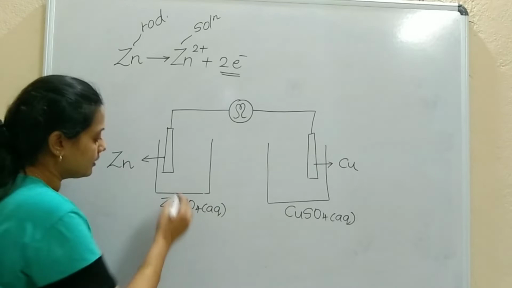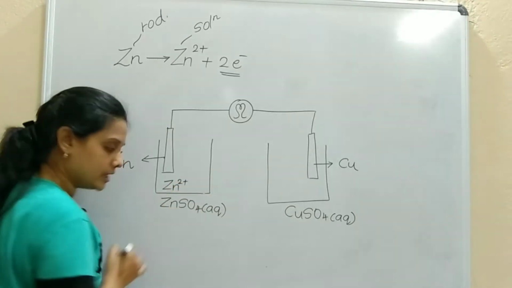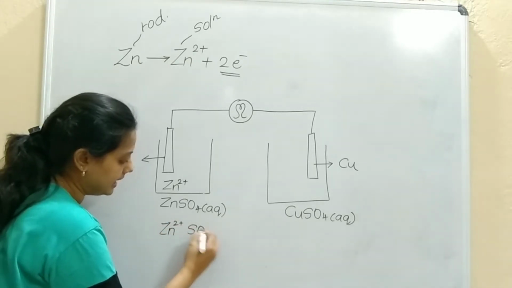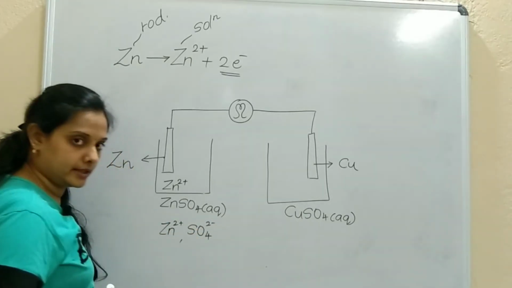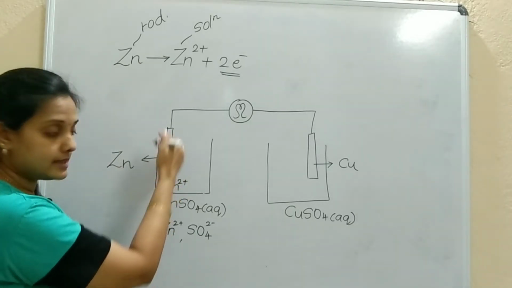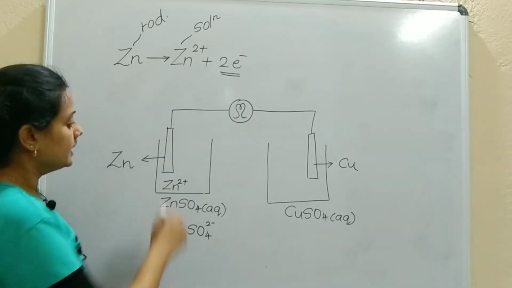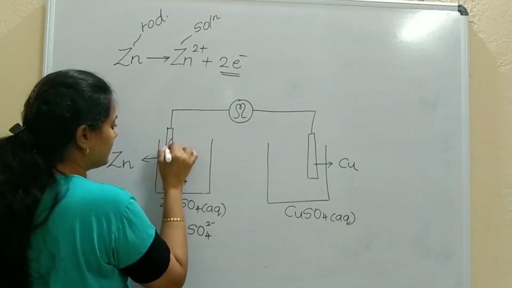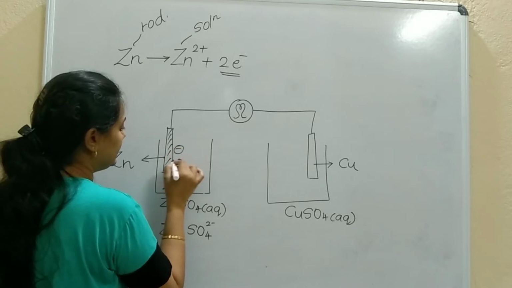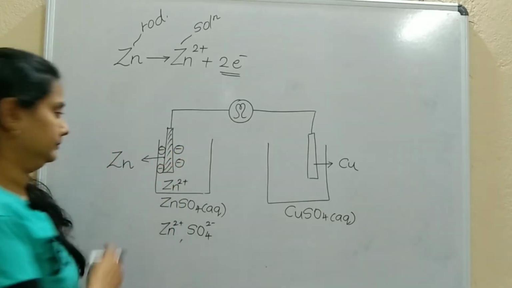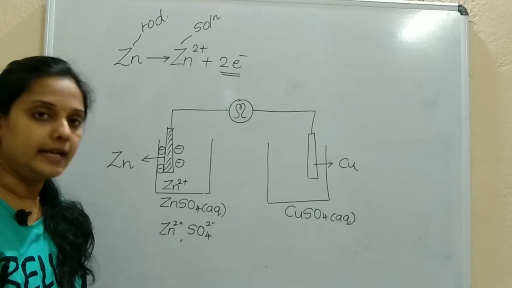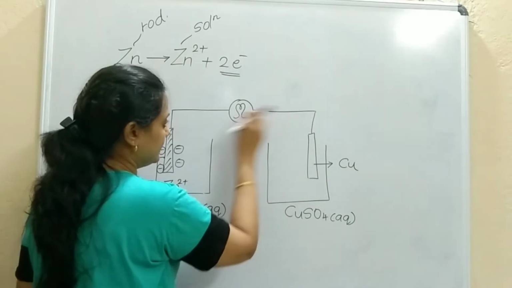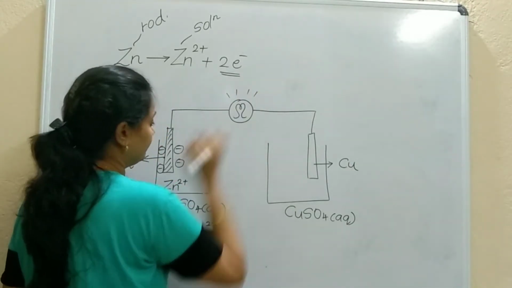Right. Now the Zn2+ is remaining in the solution, correct. Already Zn2+ ions and sulfate ions are there in the solution. Electrolyte will split, right. So Zn2+ is added more into the solution. The 2 electrons will pass from the electrode. So this electrode will become negatively charged, correct. So these electrons are passing through the circuit. The bulb will glow, right.